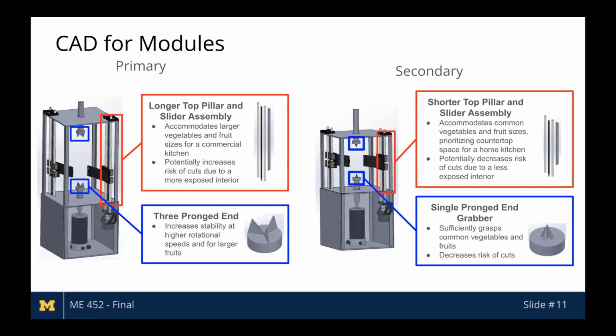We've created two different modules of the CAD for a primary and secondary use case. The primary module features a longer top pillar for larger vegetables, as well as a three-pronged grabber and end grabber for increased food stability, all suited for commercial use. The secondary module has a shorter top pillar and single-pronged end grabber, which is ideal for a home setting and smaller vegetables.